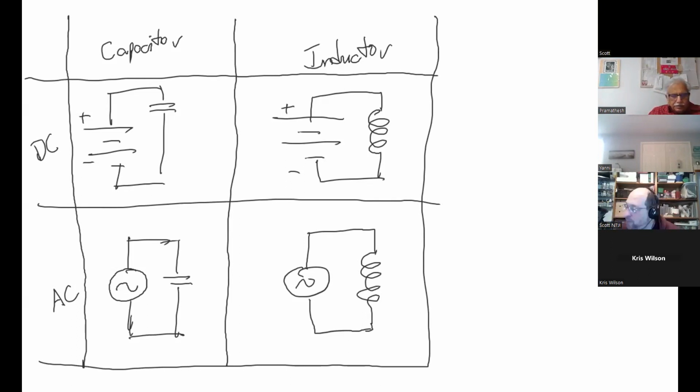Okay, so what we're going to do next is take a capacitor. Notice the intersection of capacitor and DC. We're going to hook it up to a DC power supply, or a battery. So what will happen is the capacitor will charge up. Does everybody agree with that? And then nothing will happen, because once it's full, how much more can you put in it? The answer is nothing.